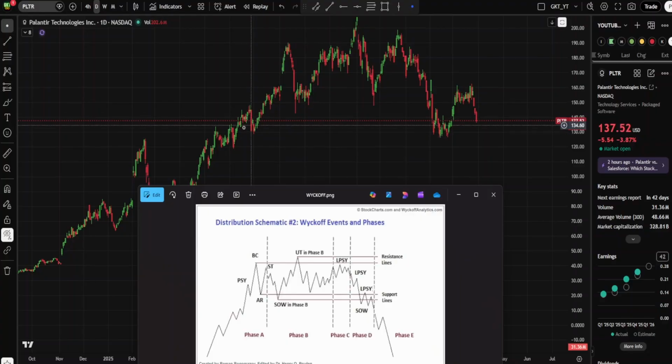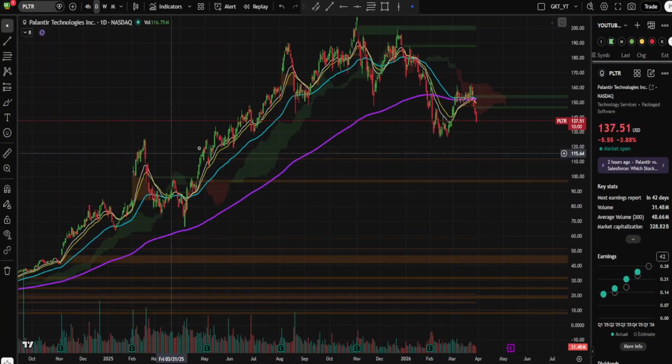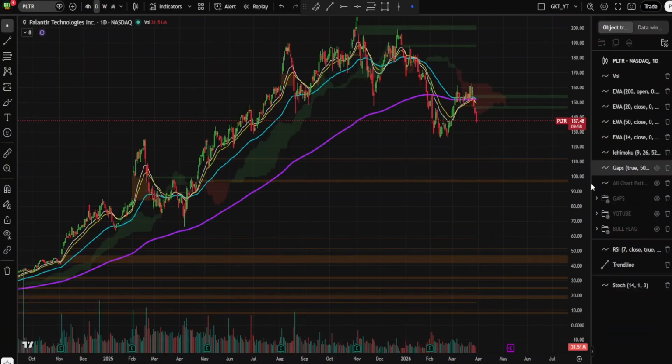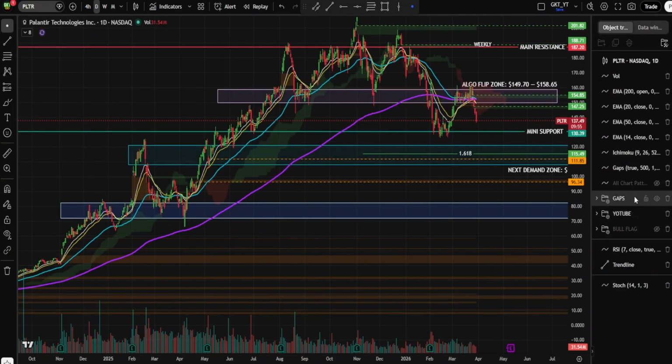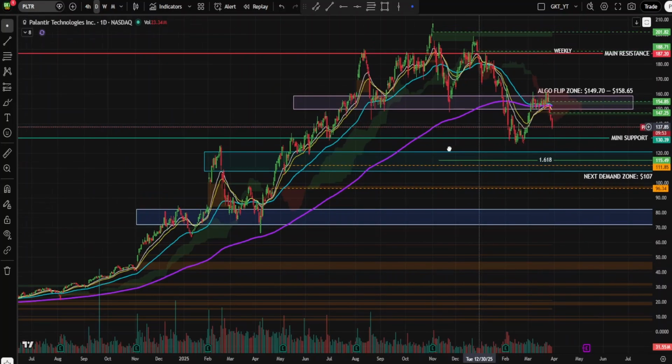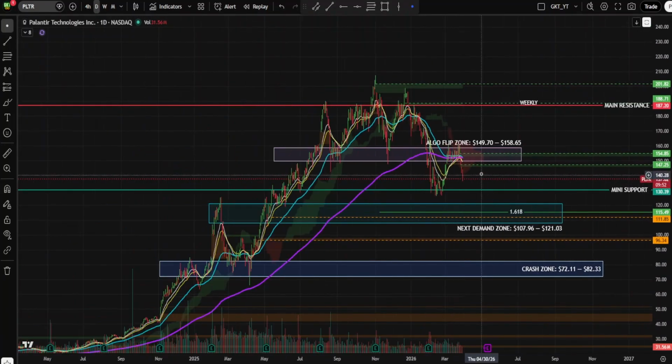So remember this, guys. And it's not a coincidence that a lot of these big stocks, even bigger than Palantir, are forming or in the midst of these Wyckoff events. And that kind of confirms the bearish market sentiment that we're already in. But now I'm going to throw some drawings on and let's get to it, guys. Okay, so where are we now, guys?